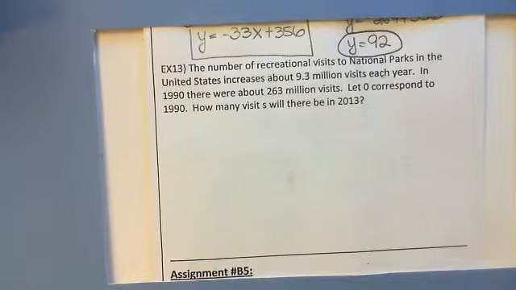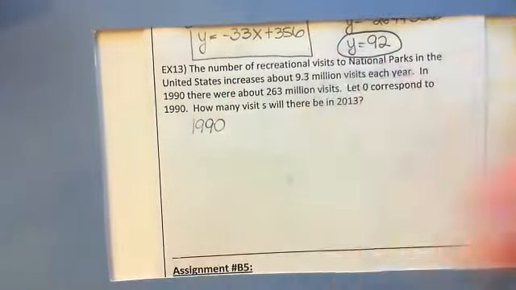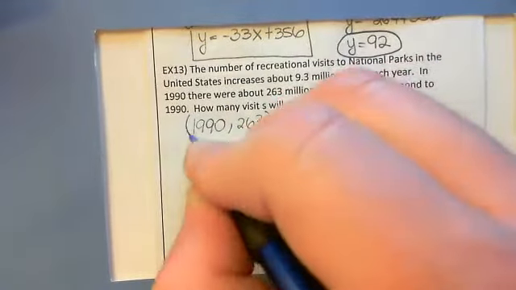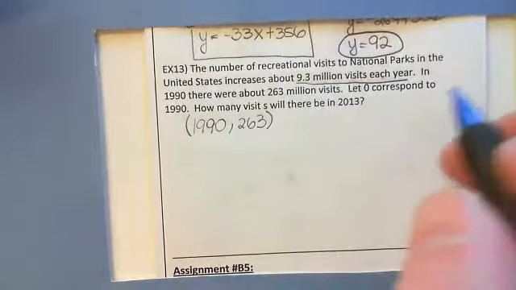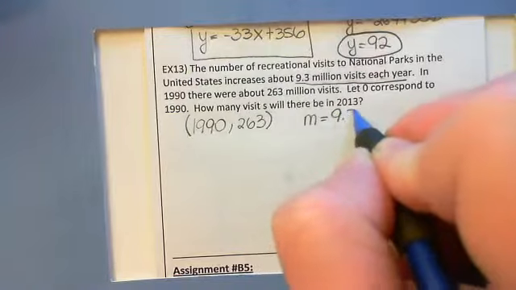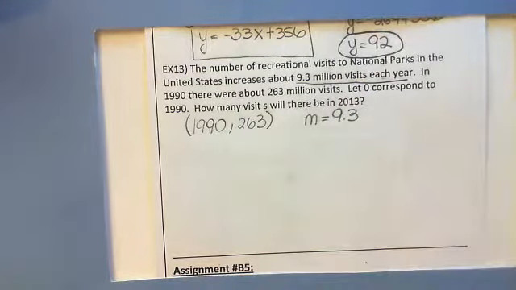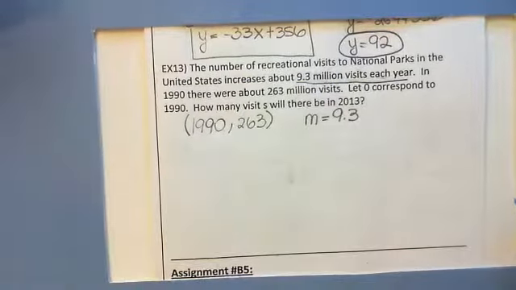Well, there's something different about here because we only have one pair of numbers. We have 1990 and 263 million. But there's no other pair. But there's this information, 9.3 million visits each year. And what that means, that is your slope. That's your rate of change, 9.3 million visits per year. So basically we have enough information to create our equation.